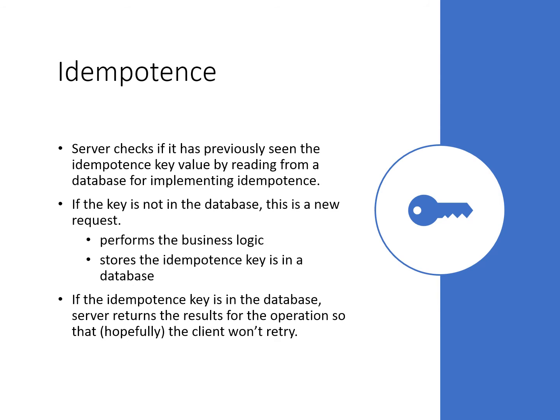On the server side, when a server receives a request, it checks to see if it has previously seen the idempotency key value by reading from a database that is uniquely designed for implementing idempotence. If the key is not in the database, this is a new request. The server therefore performs the business logic to update the application state, and it stores the idempotency key in the database to indicate that the operation has been successfully applied. If the idempotency key is in the database, this indicates that this request is a retry from the client and hence should not be processed.